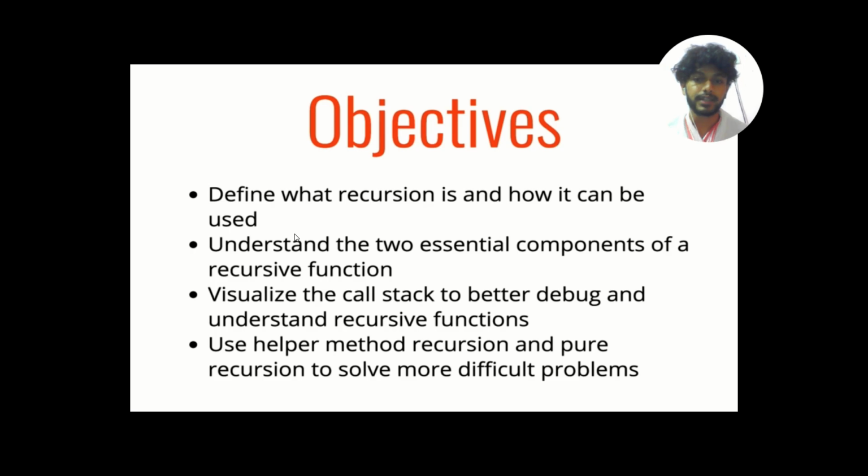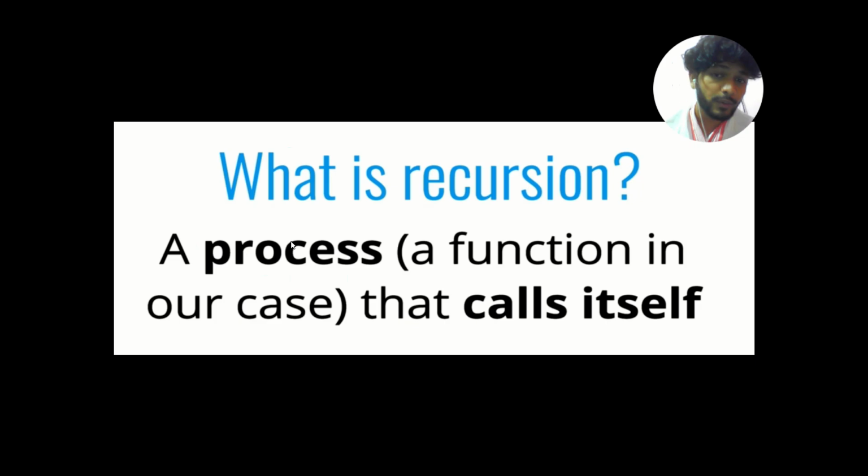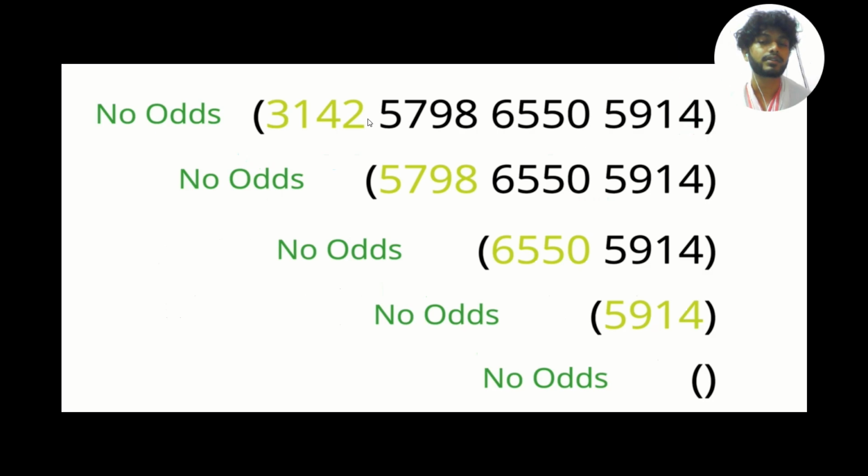But this was the objective last time. What is today's objective? What is recursion? In simple words, a process, a function in our case, that calls itself. What does it mean? For example, it was calling itself again and again, checking whether the first number in our set of numbers is odd or not, and then removing it. Basically, it is calling that set of numbers again and again until we don't have anything left. You saw that last video, right?